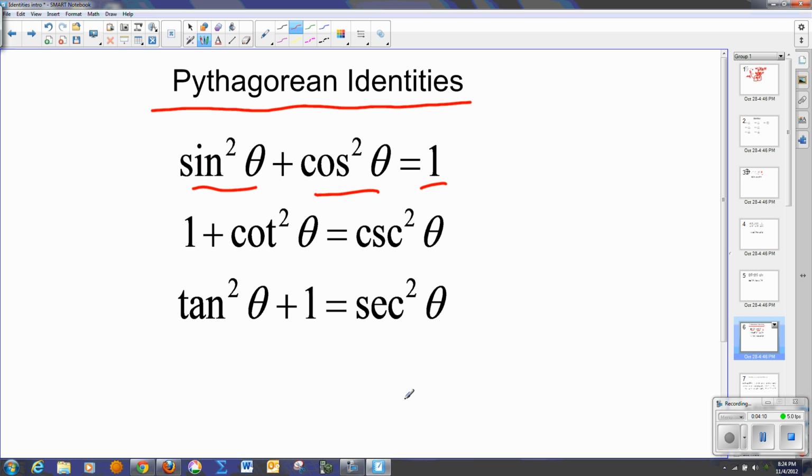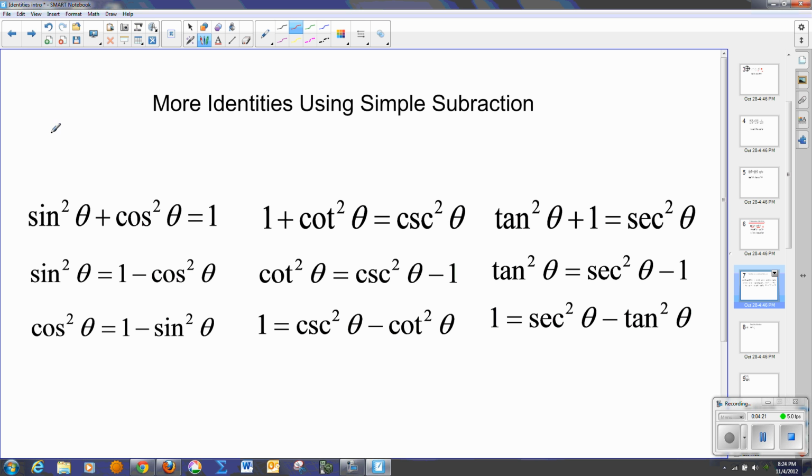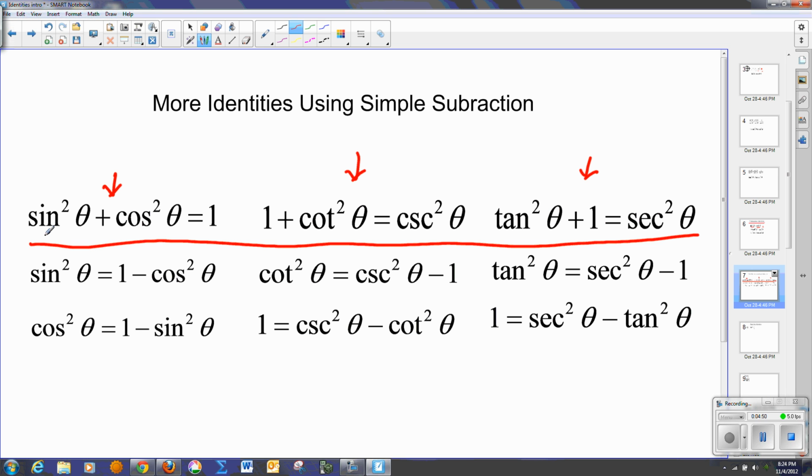Now, if we have these 3 Pythagorean identities, we actually have a lot more. And we can see that by just subtracting quantities from each side. Let's start out with the simple sine squared plus cosine squared is equal to 1. If I subtract cosine squared from each side, then I get sine squared equals 1 minus cosine squared. If I subtract sine squared from both sides, I get cosine squared is equal to 1 minus sine squared. And so on and so forth. You can see what I've done in each of these 3 cases. You need to be able to manipulate all of them. Again, the big 3 are the important ones, these 3 Pythagorean identities.